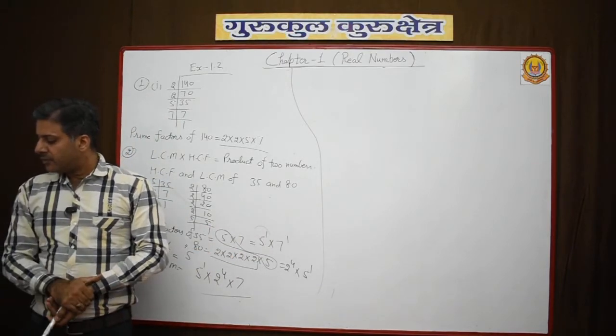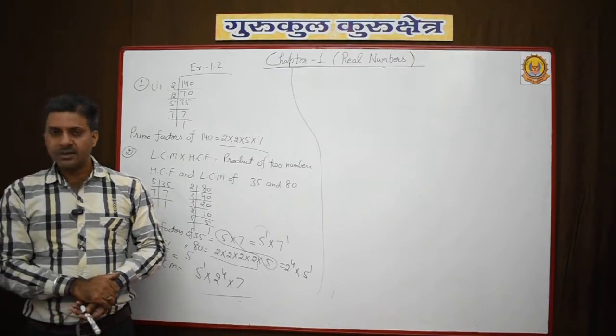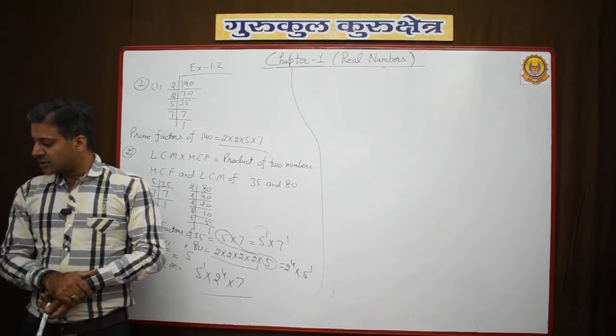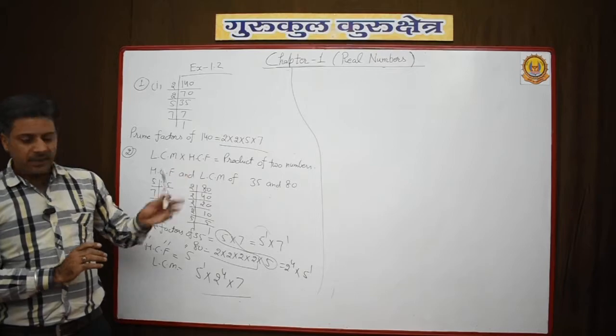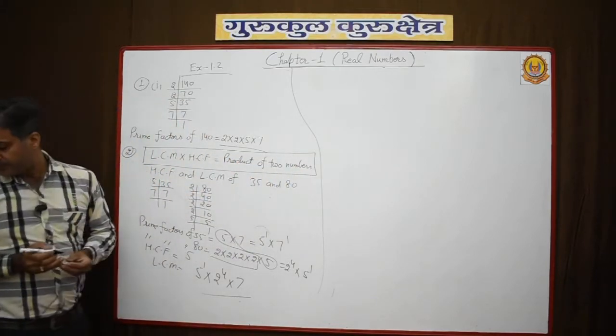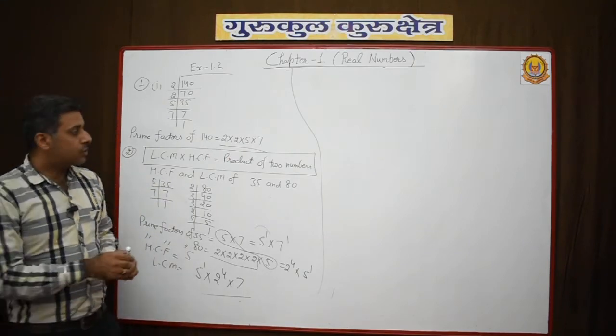Now question number 3: find the HCF and LCM of the following integers by applying the prime factorization method. This is the same, I have told you. And question number 4 is also the same, verification of this property: LCM into HCF is equal to the product of two numbers. And look at question number 5.